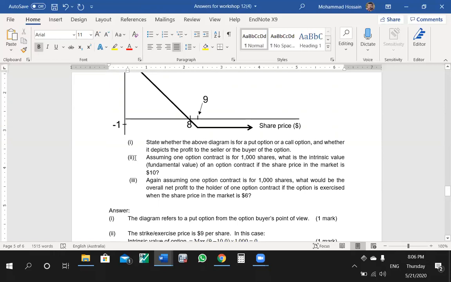And the second question is, assume one option contract is 1,000 shares. What is the intrinsic value of the option if the market price is $10? So what is the strike rate? The strike rate is $9. So they are going to sell at $9, but the market rate is $10. There is no point in selling at 9. So this will have zero intrinsic value.